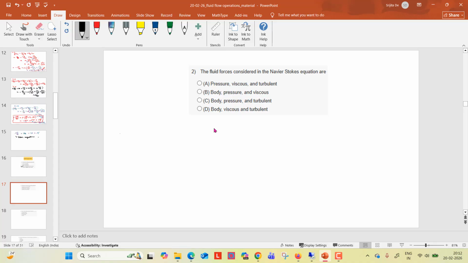Next, the fluid forces considered in the Navier-Stokes equations are: pressure, viscous, and turbulent; body, pressure and viscous; body, pressure and turbulent; or body, viscous and turbulent. So what are the Navier-Stokes components? We have just seen there is a gradient of pressure term, so there is pressure. There is a body force term defined by the rho g expression, and there is a viscous term. So this is option B.